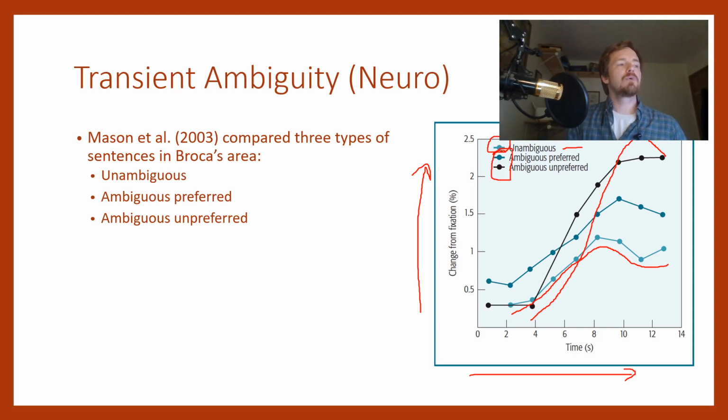If you have an ambiguous word and you are right about that interpretation from the beginning, then you're going to be okay. You're not going to have to go back and revise what you thought, but you also see that it is right in the middle between these two. There's a little bit more activation than if it's an unambiguous word, but less activation than if it is an ambiguous word that you got wrong.